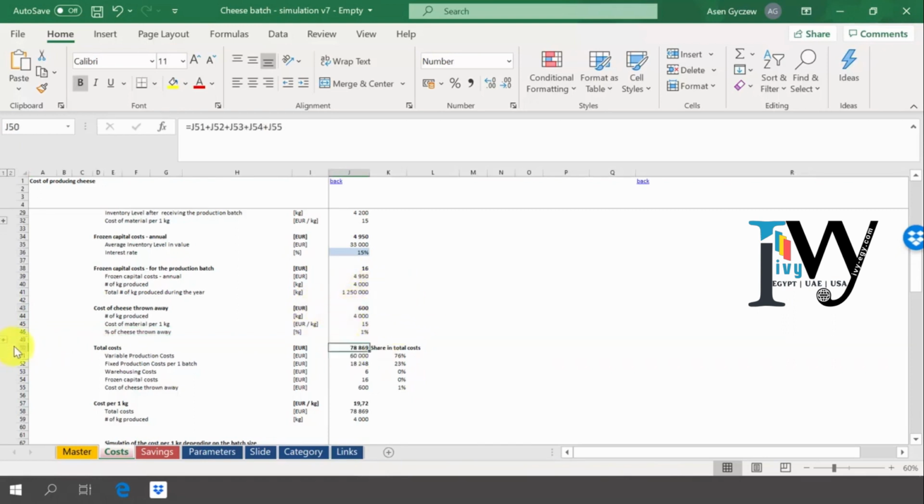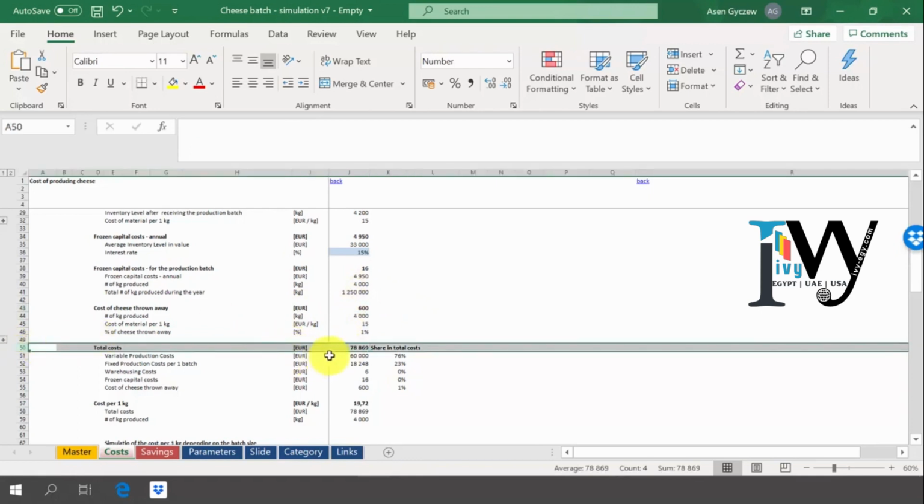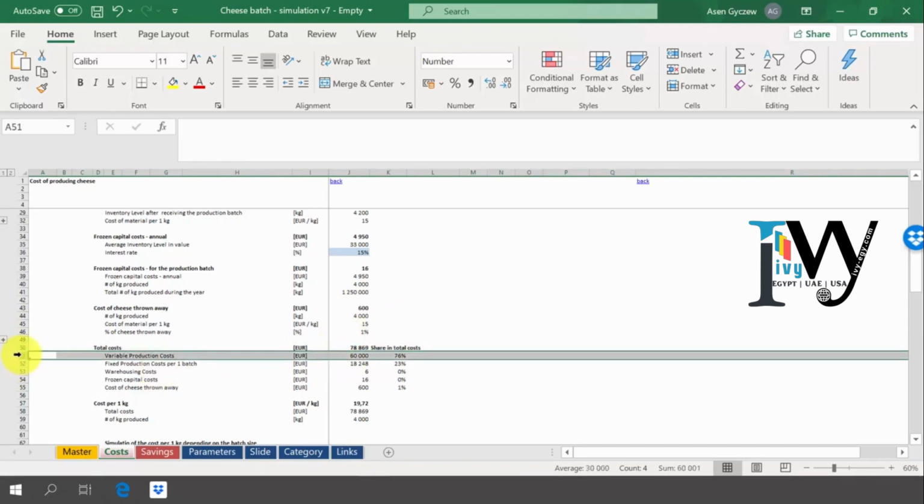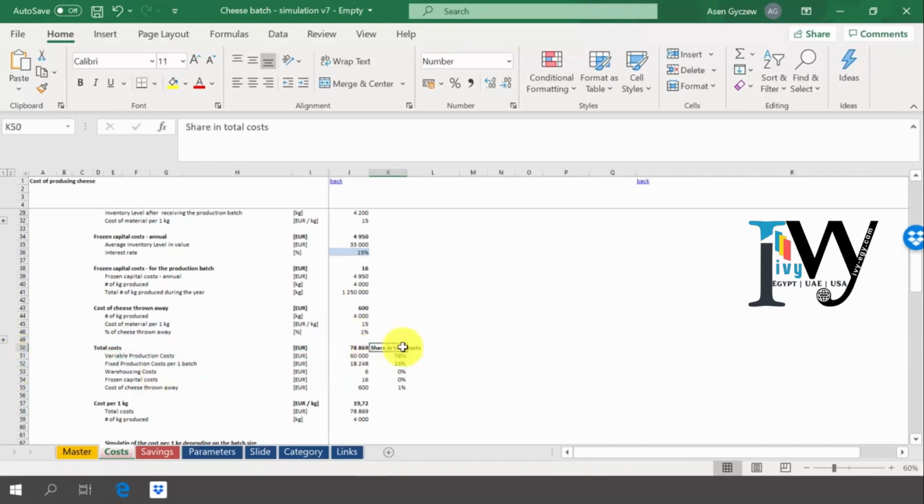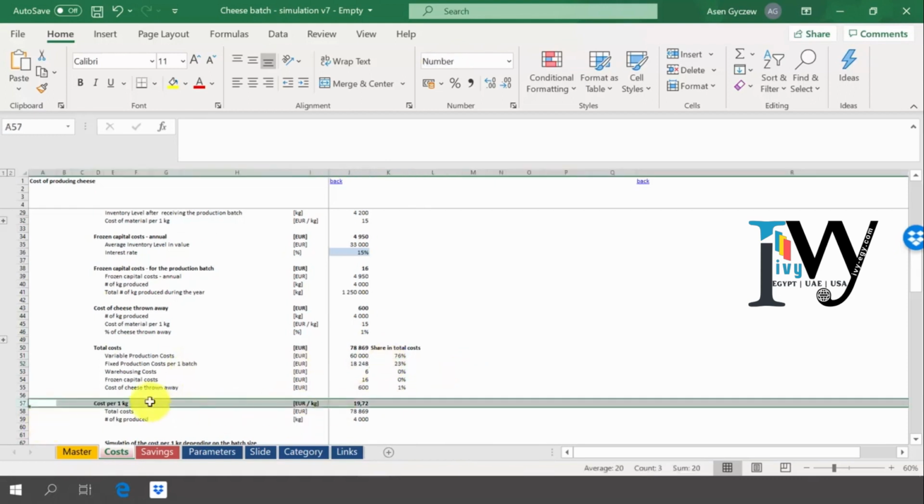So the total cost would be visible here in row 50. It's almost 80,000. The majority of that is variable cost and also the fixed cost related to production. Here in column K, we also show this in percentages. So 76% is variable cost, 23% is the fixed production cost per one batch. And the rest of the costs for the time being are not that relevant. But from that we get in row 57 that the cost per 1 kilogram is almost 20 euro.